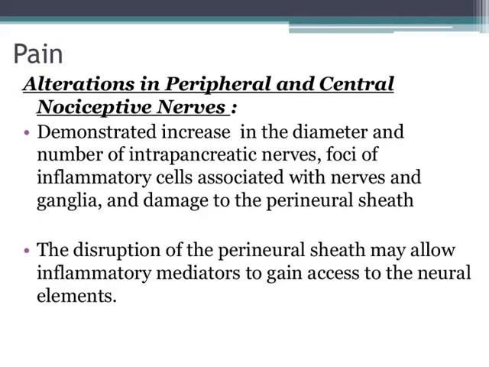Alteration in peripheral and central nociceptive nerves: studies demonstrated an increase in the diameter and number of intrapancreatic nerves, foci of inflammatory cells associated with nerves and ganglia, and damage to the perineural sheath. The destruction of the perineural sheath may allow inflammatory mediators to gain access to the neural elements.